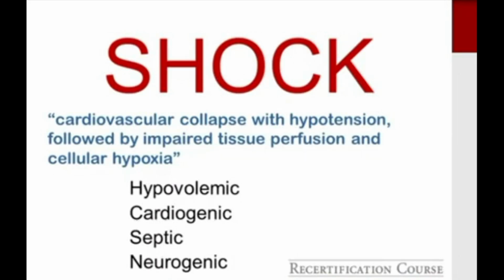Shock is often seen in trauma patients and other orthopedic patients. This is cardiovascular collapse with hypotension followed by impaired tissue perfusion and cellular hypoxia. The four types most commonly seen include hypovolemic, cardiogenic, septic, and neurogenic.